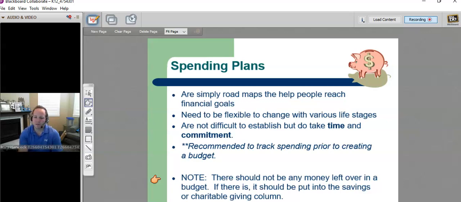But I've had instances where that's happened, like something came in and I didn't realize that extra money was coming in, like a bonus or something like that.